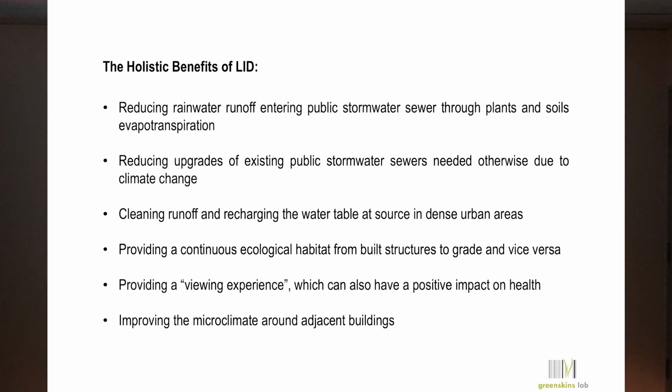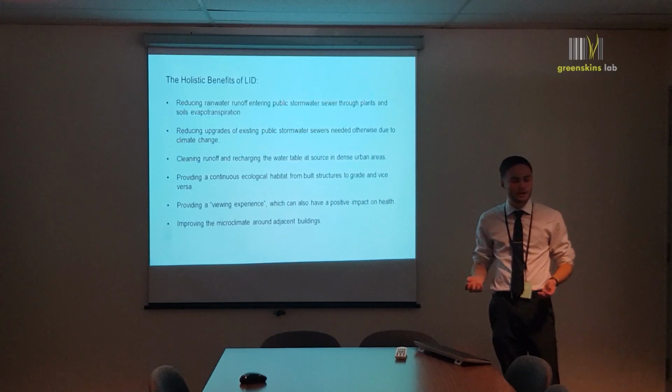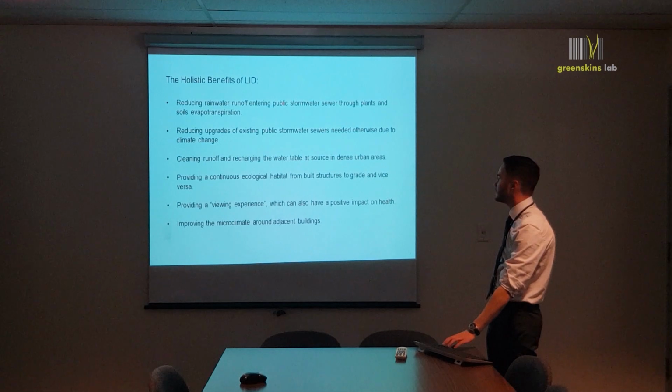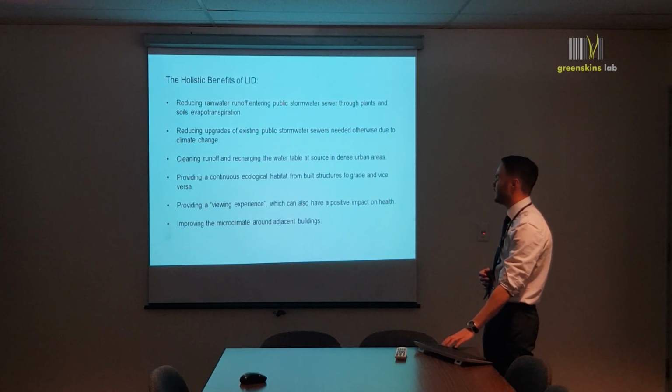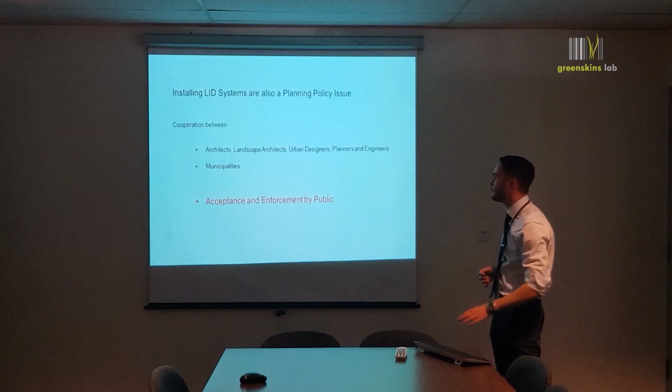So in urban environments, a lot of toxic things are going straight out into the ocean. Providing a continuous ecological habitat. So right now with developing cities, we have parks that are planned and those are great habitats, but they're overrun by people. Whereas if you put a green roof in the downtown core, it provides an amenity for these ecological systems and habitats to grow and thrive, where there's less public interface, bringing back migratory bird routes and pollinators. And then a viewing experience in many cases can have a positive impact on health.